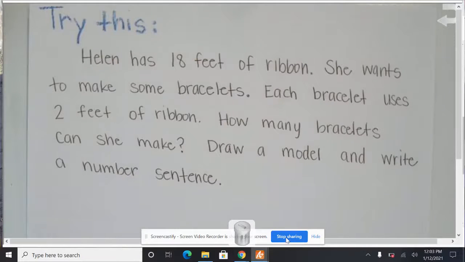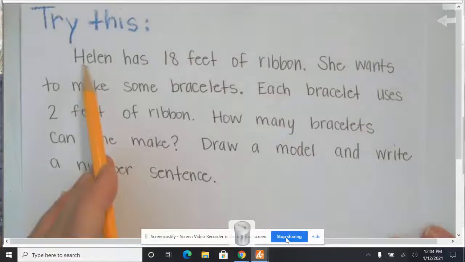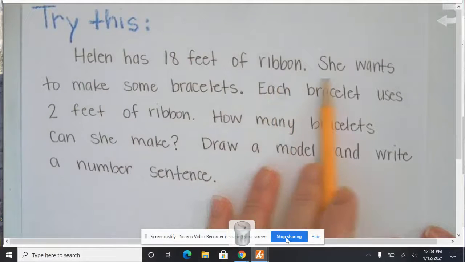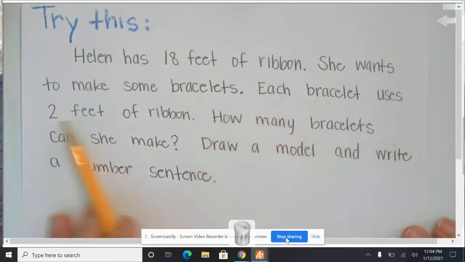So I would like for you to make sure that you have your whiteboard out in order to work this problem out together. So now we're going to try a word problem together. It says, Helen has 18 feet of ribbon. She wants to make some bracelets. Each bracelet uses 2 feet of ribbon. How many bracelets can she make? Draw a model and write a number sentence.